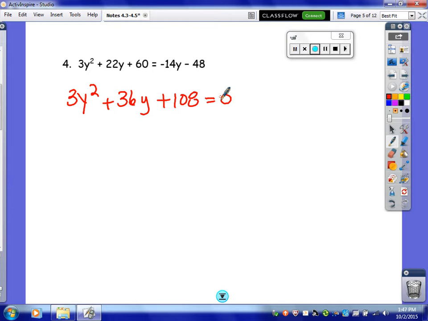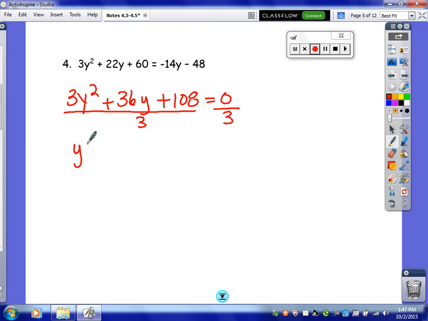All right, so now look. Let's see. 3, 36, and 108. They all have 3 in common. And since this is set equal to 0, I can divide both sides by 3. I can't do this when I'm just factoring, but when I'm solving an equation, I can get rid of that common factor, that GCF. So it makes me a new equation.